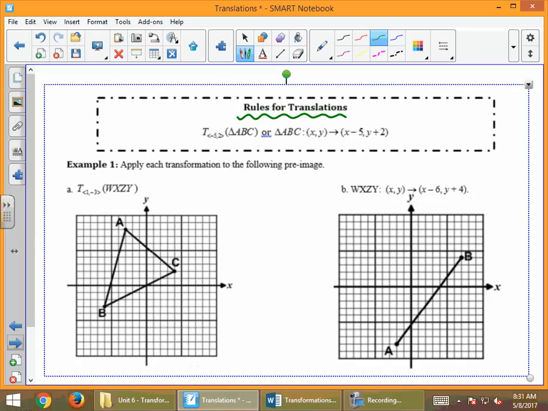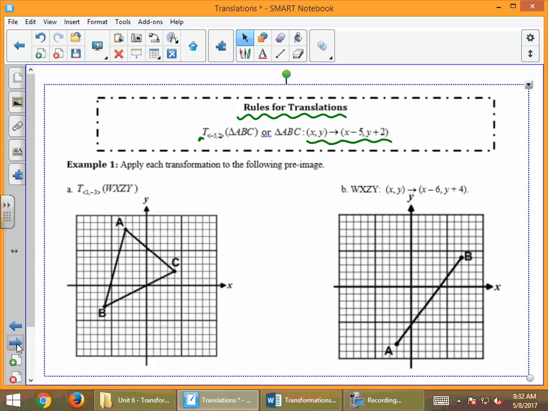How you might see it is written with a capital T, and then -5 means left, +2 means up. The x movement is always first, and the y movement is always second. So the horizontal shifting is always first, and the up and down shifting is always second. You also might see it something like this, where it's just x - 5 and y + 2. That just means move every point left 5 and then every point up 2. So you might see it both ways.